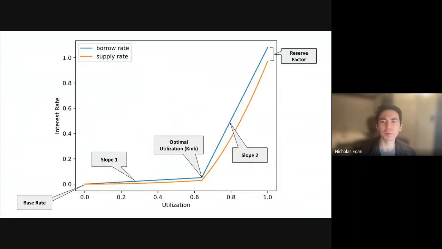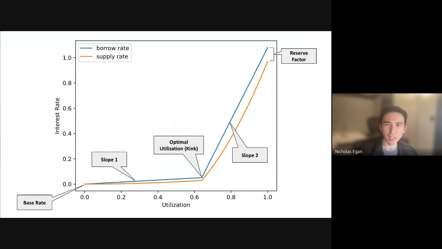Here are the parameters that define a kink-based interest rate curve. The blue line is the borrower interest rate as a function of utilization. The orange line is the supplier interest rate as a function of utilization.